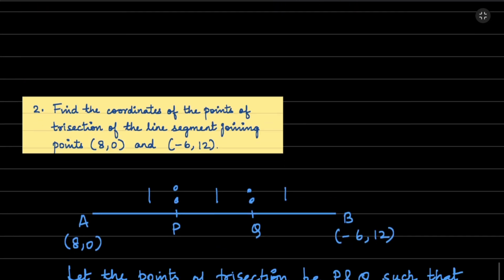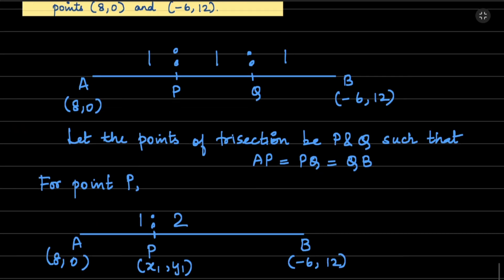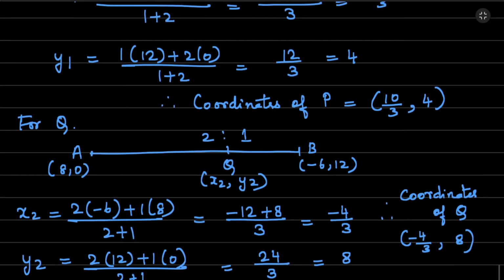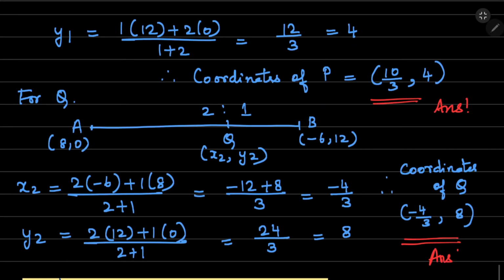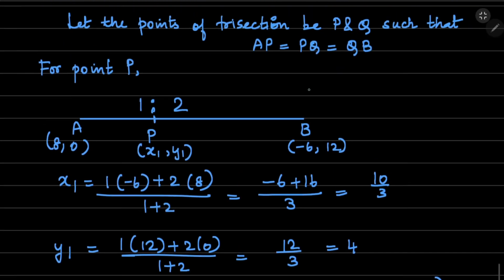Okay, so this is what you have to find here. Find the coordinates of the points of trisection. So for both P and Q, the first point is 10 by 3 comma 4 and the second point is minus 4 by 3 comma 8. These are the two answers. So make sure you draw, and if possible you can write the formula as well.